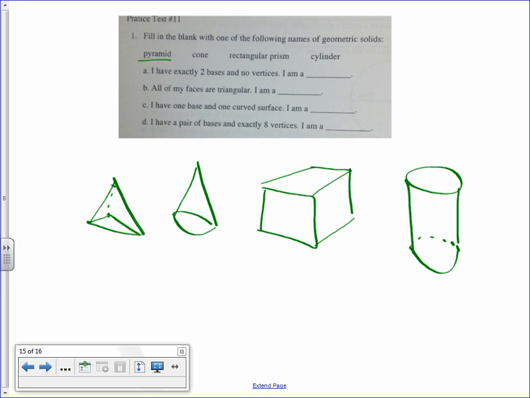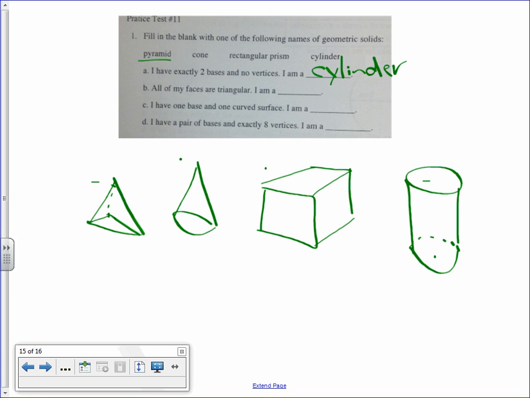I am a what? Well, this one has vertices. The pyramid has vertices. This one has a vertex, or an apex. This one right here has several vertices. So the cylinder is the only one without a vertex. So I have two bases. We have a base here and a base on the bottom. So this one is a cylinder.